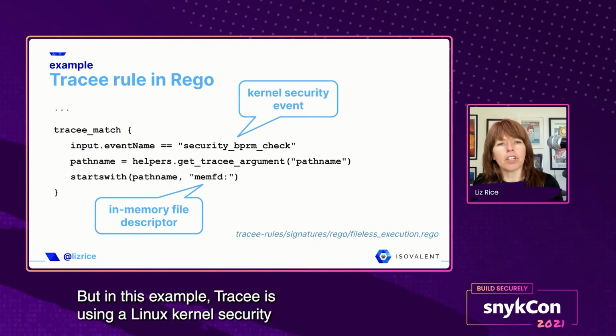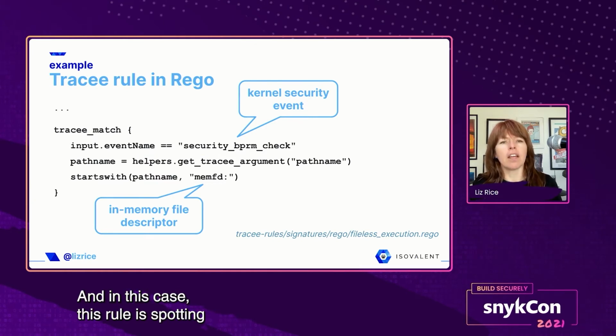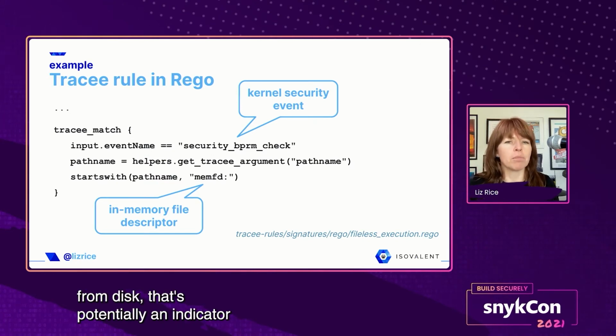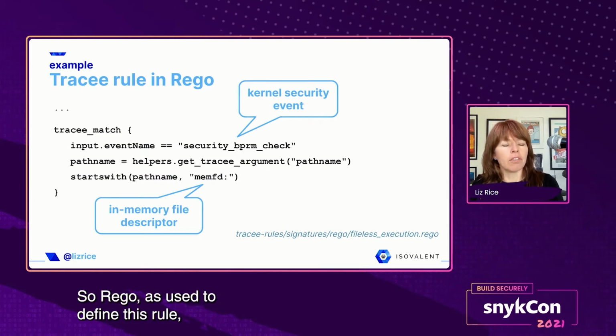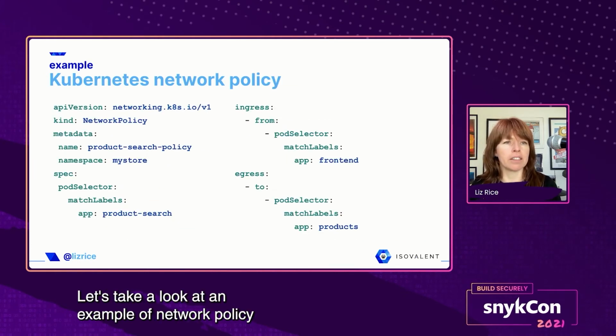But in this example, Tracee is using a Linux kernel security checkpoint that allows looking at the name of an executable. In this case, this rule is spotting if an executable is being run from memory rather than from disk, because that's potentially an indicator of malicious activity. So Rego, as used to define this rule, is getting more and more widespread, but it's nowhere near as widespread as YAML.